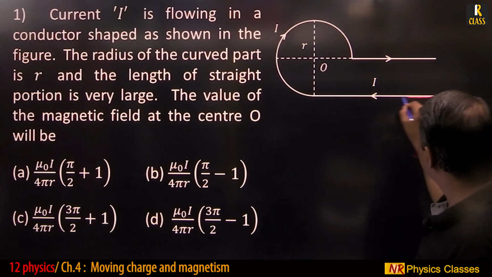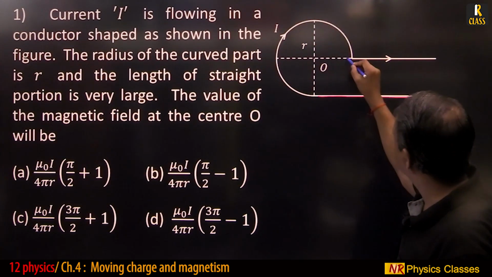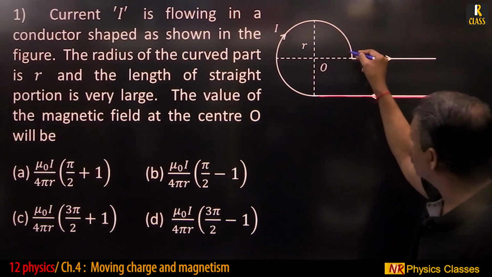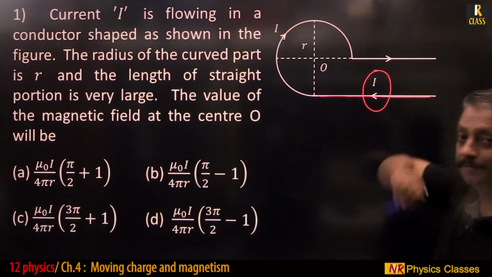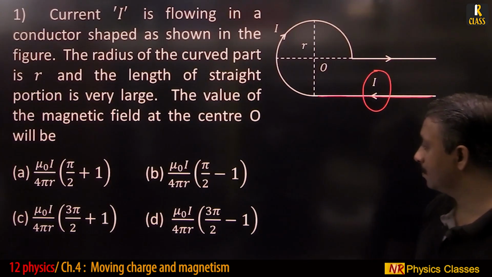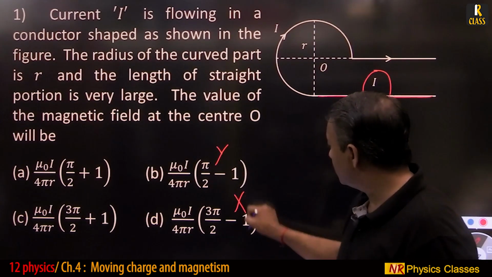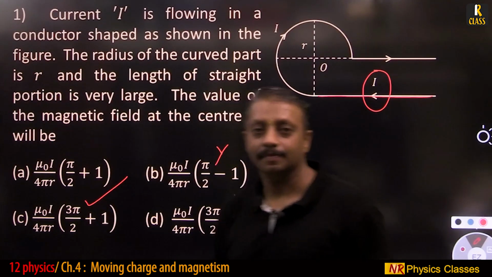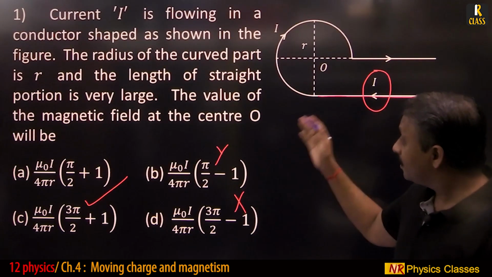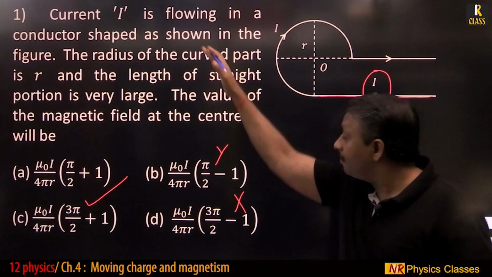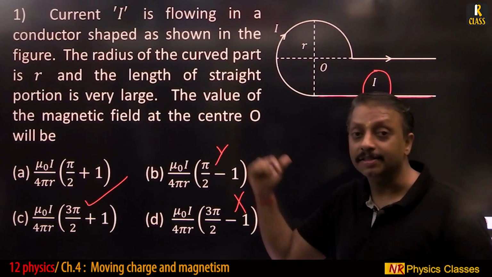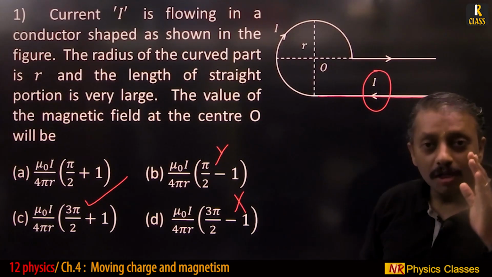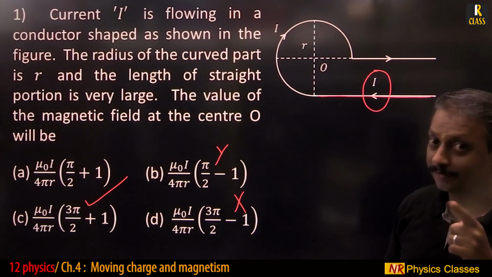This is a straight conductor, and this is 3/4 of an arc, and there is current through the conductor. This is not the answer. Among these two, this is the answer. See, I can get the answer in 10 seconds after reading the problem, and you should be able to get it within 10 seconds because you are the one taking the exam, not me.